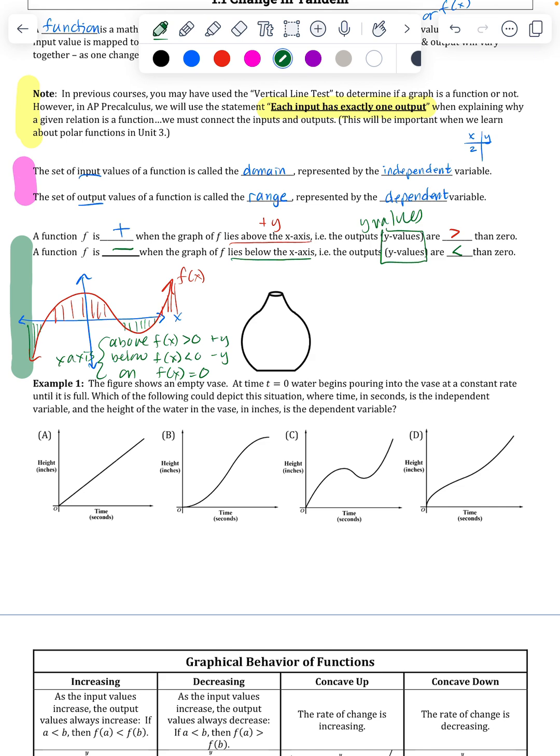At time 0, the water begins pouring into the vase at a constant rate until it's full. Which of the following, this is what I'm talking about, this is concept, not calculation, could depict the situation where time in seconds is the independent variable, so x is time, and time is increasing because we are letting time pass. The height of the water is the dependent variable, so y is representing the water height. Now, the water height will be increasing. The question is, which of these graphs shows the rate at which it's increasing?